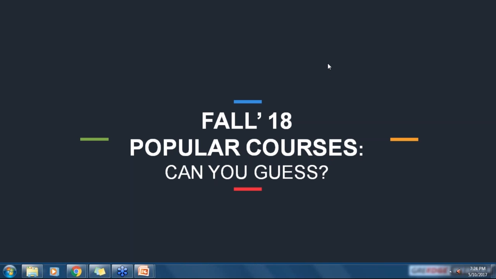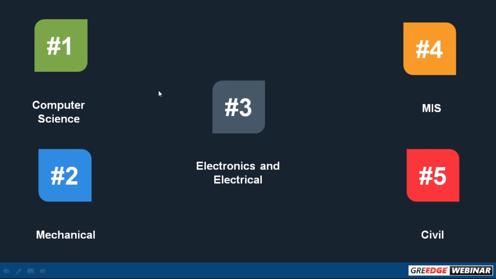Right. So for fall 18, popular courses are computer science, mechanical, electronics, civil, and MIS. Now we'll see CMU. Mostly number 2, top 10, top 15 universities for most of the departments. CMU is good for computer engineering, electrical, civil, or mechanical.